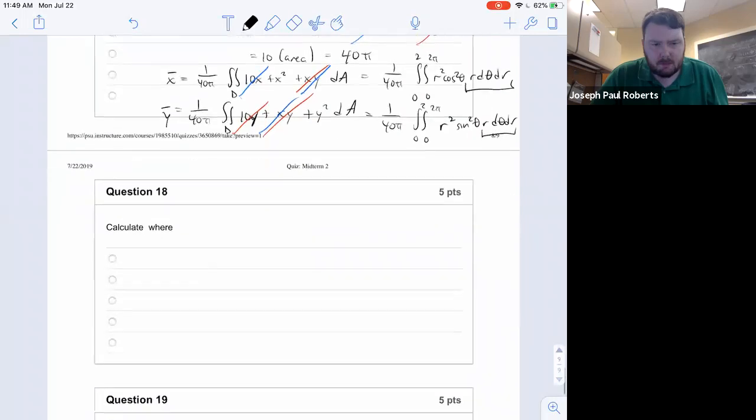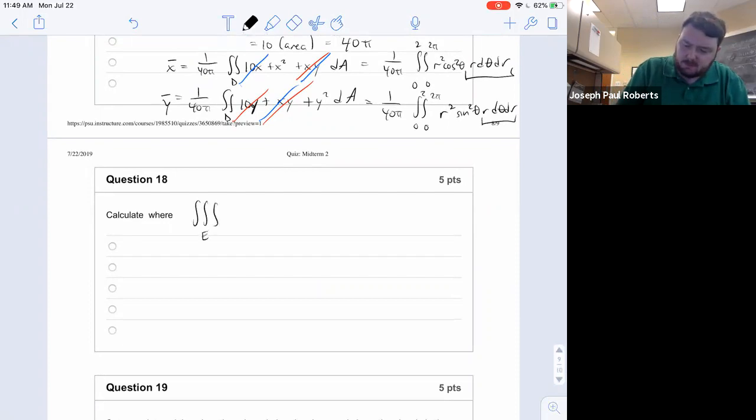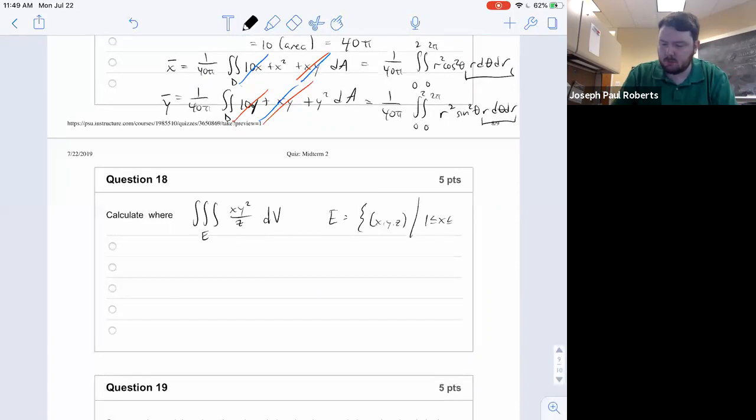All right. What's this next one? Next one is just a triple integral. So basically you're supposed to do xy squared over z dv, where E is given by z is between 1 and 2, x is between 0 and y squared, and y is between 0 and 2.